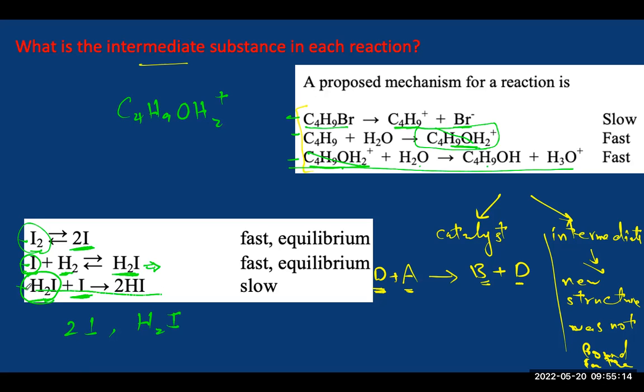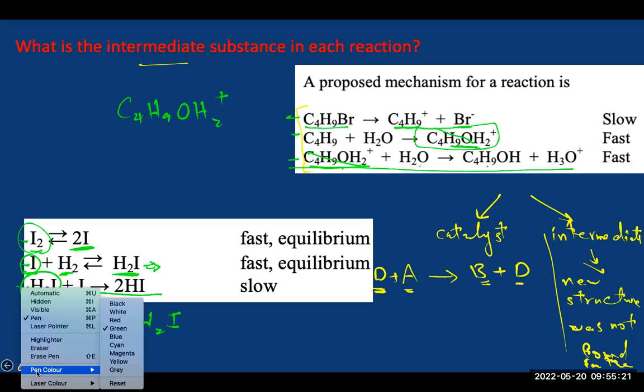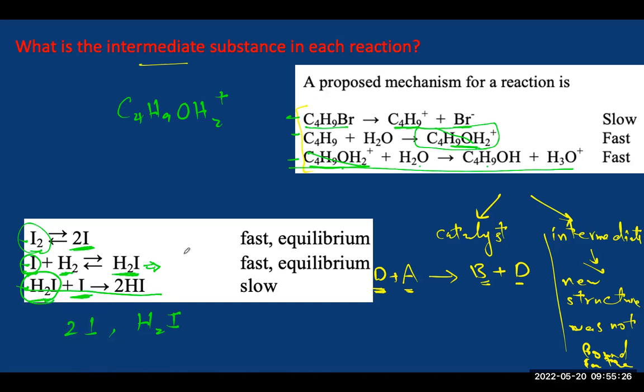So again, we will add the 3 steps, and if you can cancel some of the substances, the canceled substance will be like a product and then a reactant, so it should be an intermediate. So this one, 2I, will be canceled with the 2I, and this one appears first as a product, and then it will be consumed as a reactant, so this is an intermediate. And H2I also starts to appear as a product and then is consumed as a reactant, so this one is an intermediate.